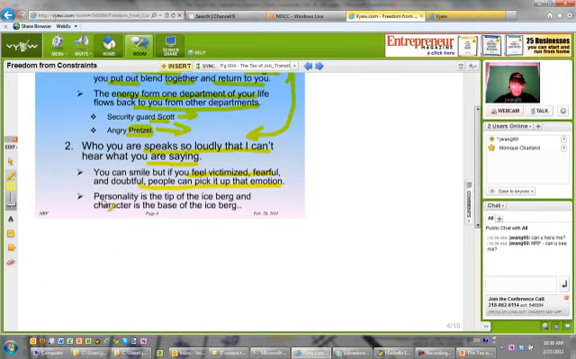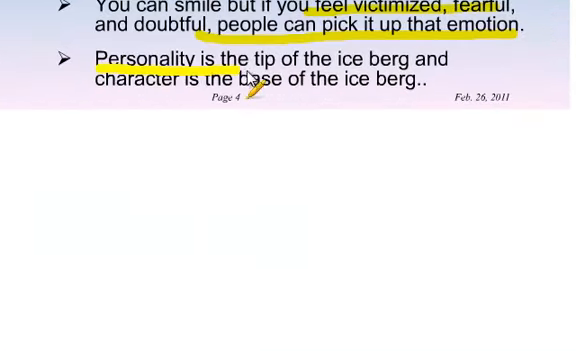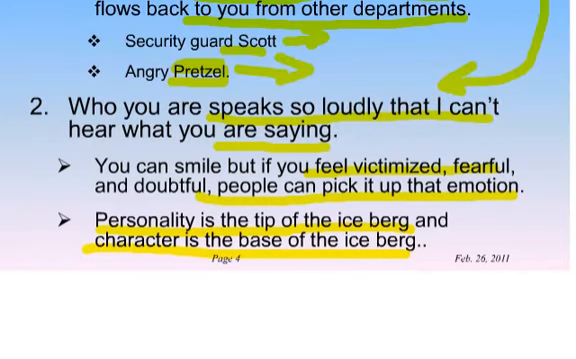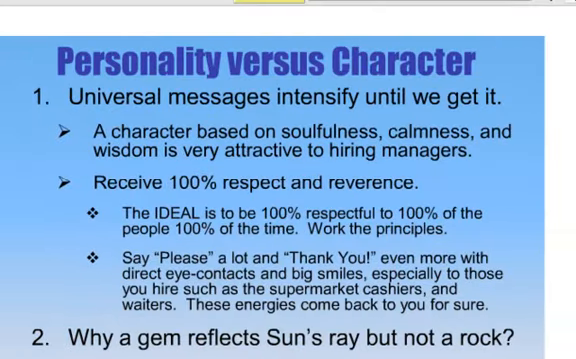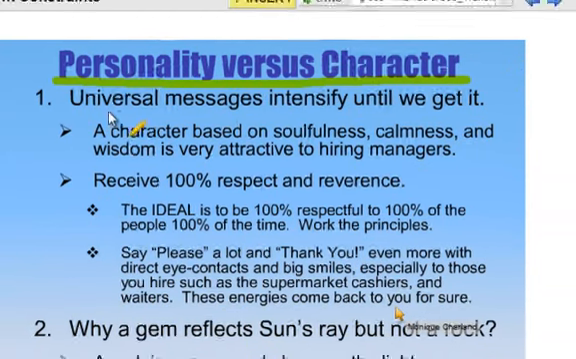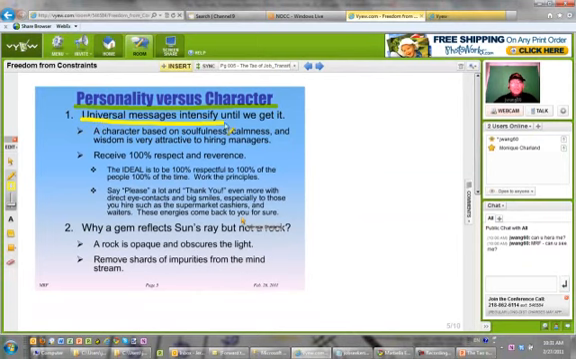Okay, here. Yes. Personality is the tip of the iceberg. I can smile, I can be friendly, and the character is the base of the iceberg. There's a difference between personality and character. Okay? So let's move on. We got 2 more slides. So personality versus character. So let's establish one more law. I believe this is a law. And we'll see. Universal messages intensify until we get it.